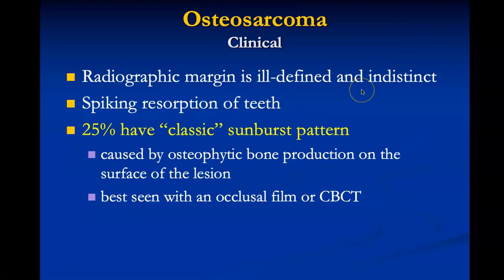It will have the typical malignant pattern of an ill-defined lesion with an indistinct margin. You can see spiking root resorption, which is not definitive for a malignant lesion, but is definitely associated with malignant lesions. About a quarter of osteosarcomas will have the classic sunburst or spiculated pattern on the periosteum. This is seen more readily with either an occlusal film or a CBCT.